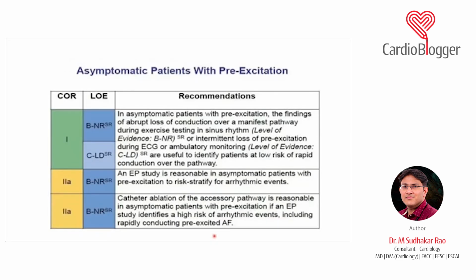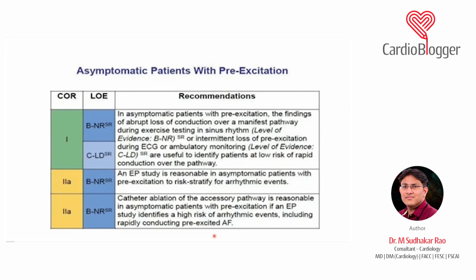Now, what should you do in a patient with asymptomatic pre-excitation? Many times you see this ECG, we have a tendency to localize the accessory pathway, and the patient is asymptomatic. So most of these asymptomatic patients should undergo stress testing, exercise testing. In the exercise testing, if the pre-excitation disappears, it means it is associated with a good prognosis, and they are identified as low-risk patients.